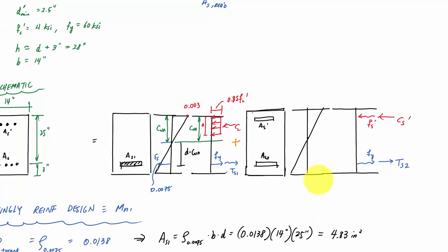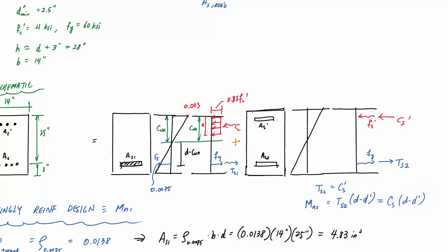So that's no big deal. I have to maintain TS2 equals CS prime. And from moment equilibrium, Mn2 is TS2 times d minus d prime. You agree if I took moments about TS2, it would also be CS prime times d minus d prime.